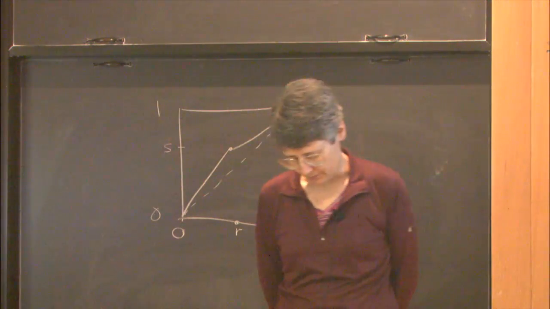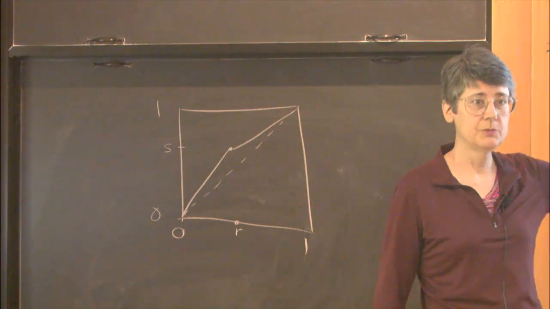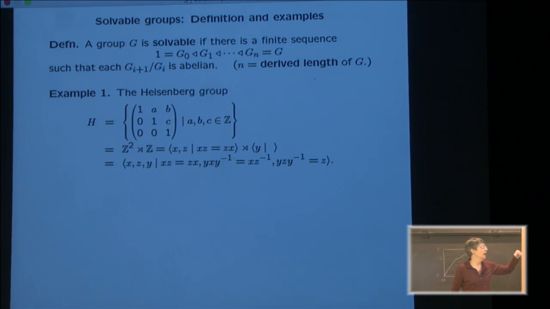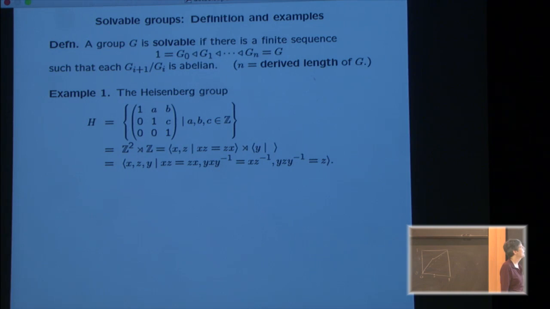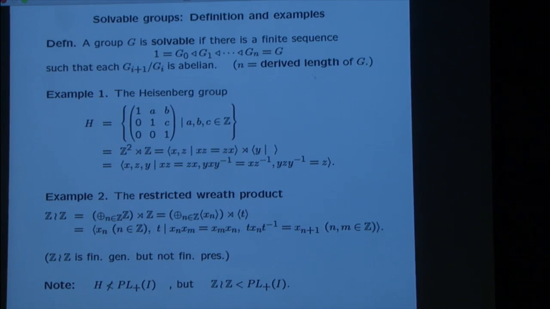Okay, so a group is solvable if I can write a finite sequence of subgroups, each one normal in the next one up, with every quotient being abelian. So one example of this is the Heisenberg group. This is the set of integer matrices, upper triangular with a diagonal of all ones, which turns out to be a semi-direct product of Z squared and Z. So it's solvable. I'm going to show you another example that looks perhaps a lot more complicated, and you're going to wonder why I'm doing this, but it will be relevant.